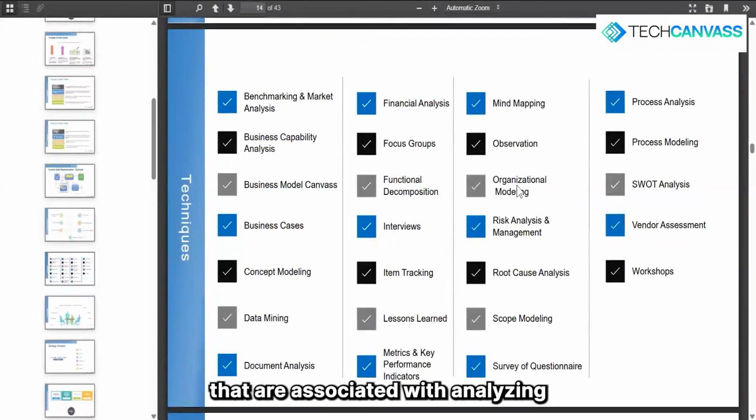There are plenty of techniques that are associated with analyzing your current state, and these techniques are all listed in chapter number 10 in BABOK. There are 50 techniques in BABOK that you should master. Look at this, SWOT analysis. Imagine you're analyzing your current state, understanding your strengths and weaknesses, understanding the opportunities and the threats that lie outside of the organization. You would want to look at that. And that's why you should be doing SWOT analysis for analyzing your current state.